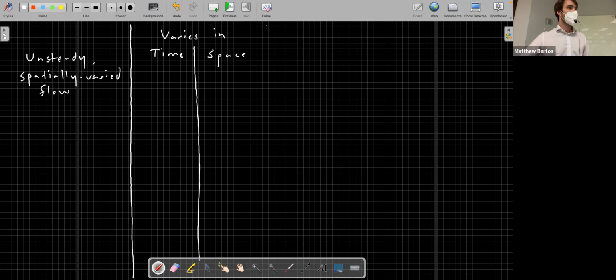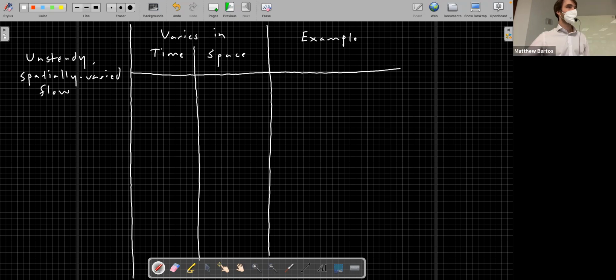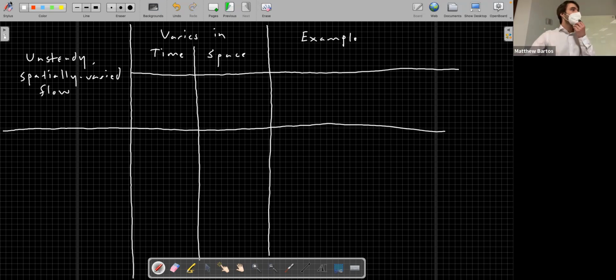For each of these types of open channel flow, I'm going to give you a real world example of that type of flow. So unsteady spatially varied flow, this is the most general case. It varies both in time and in space.